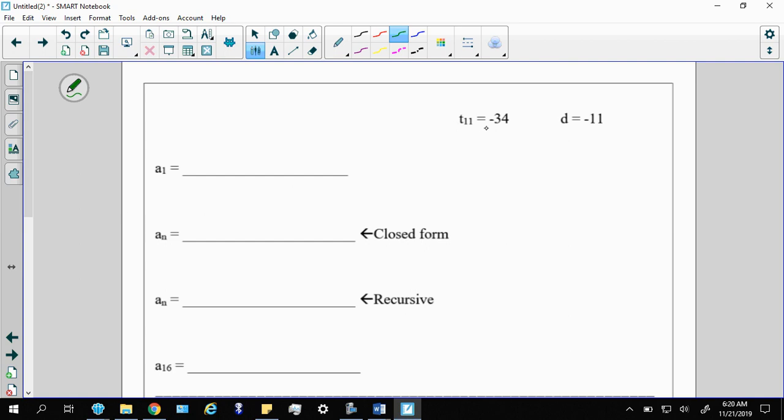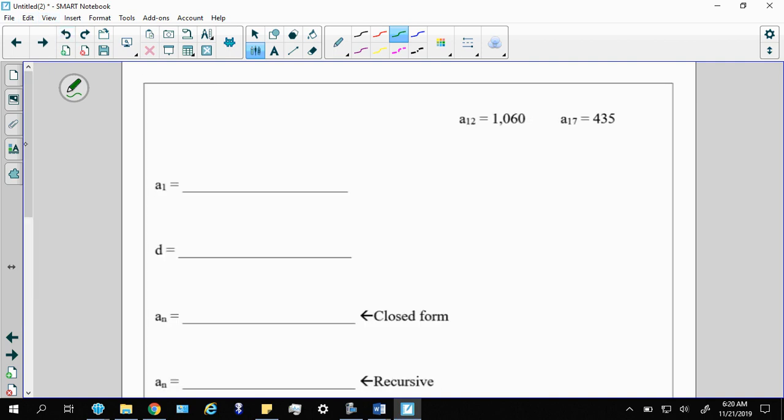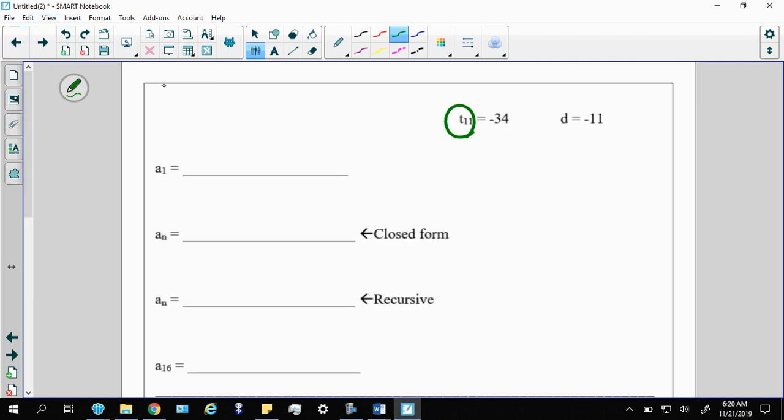A little more involved. We have the 11th term, which is this, and then we have what our common difference is. Now, what we don't know is what our first term is. So we've got to use the formula and work backwards. So what we've got to do is use our closed form formula to find our first term.